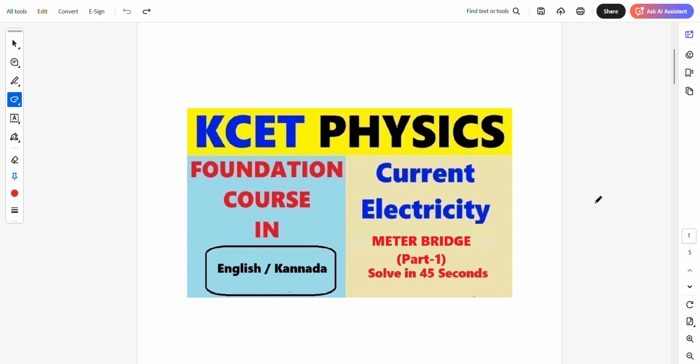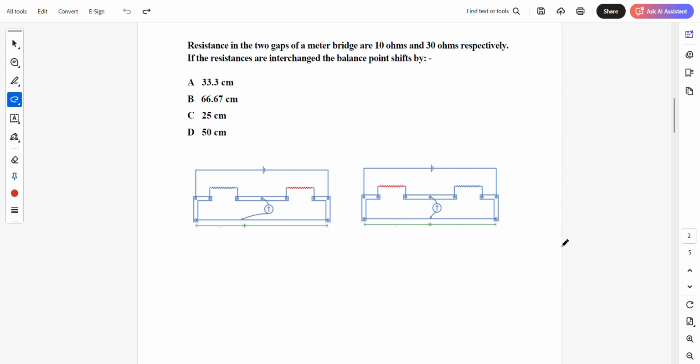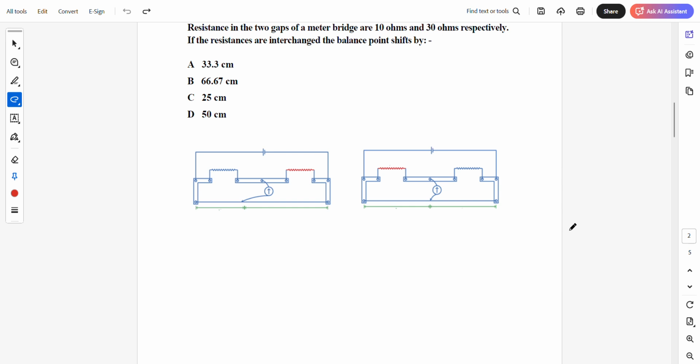This is part 1. You have to solve these kinds of problems in just 45 seconds. We will see the very first problem. What it is saying: resistances in the two gaps of a meter bridge are 10 ohm and 30 ohms.